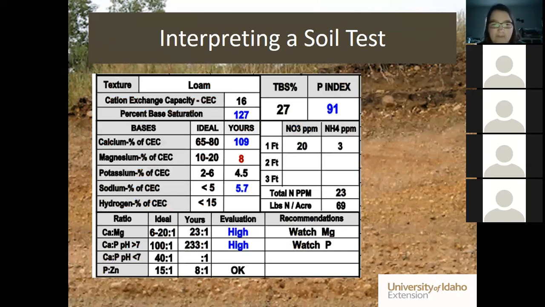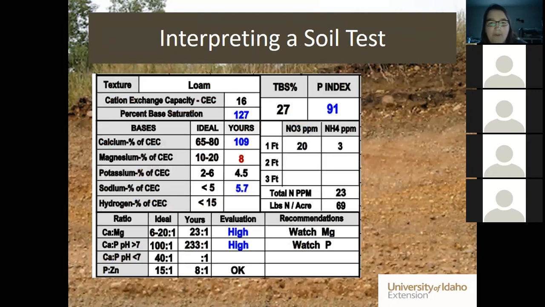Then they look at some ratios. So your calcium to magnesium ratio and your calcium to phosphorus ratio. Their recommendations are to watch your magnesium and watch your phosphorus. So sometimes calcium can compete for cation exchange places on the soil. So it can be harder to get your magnesium and your phosphorus, or manganese and phosphorus, to stay in the soil and be available. So that's kind of a complicated thing there.